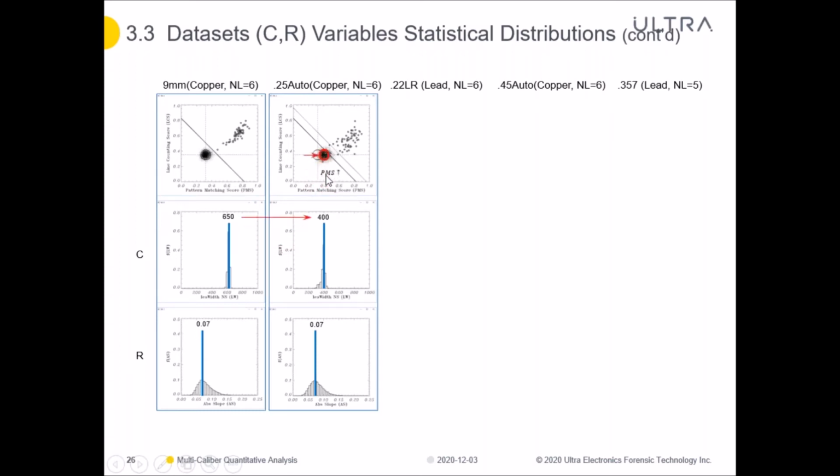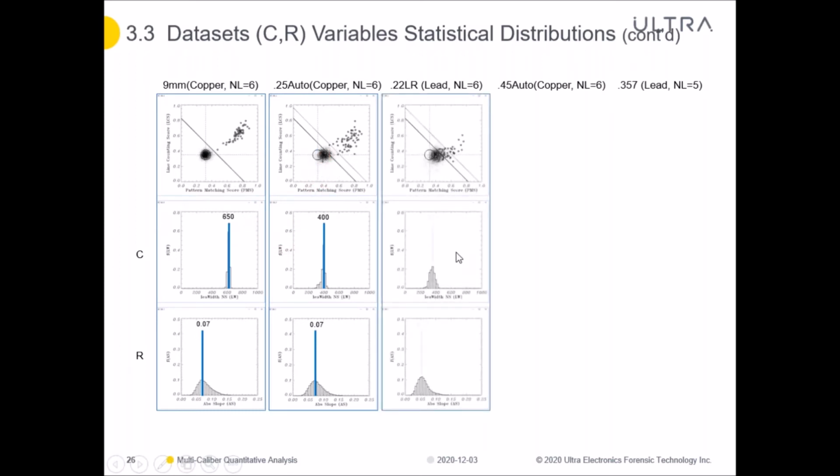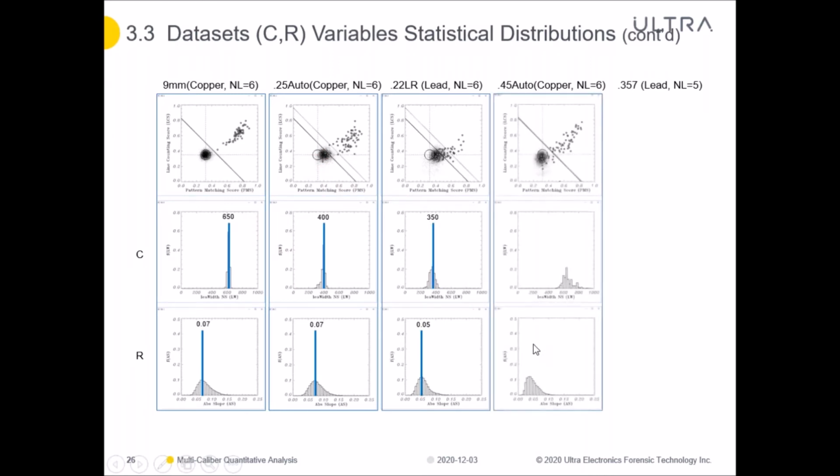Consequence, we have much higher pattern matching score. For 22, we have a lead width of 350 pixels. We have a slope a little bit lower. For 45, we have a lead width of 650. We have about the same material, copper. We have the same number of leads. The difference is we have a much lower slope right here.